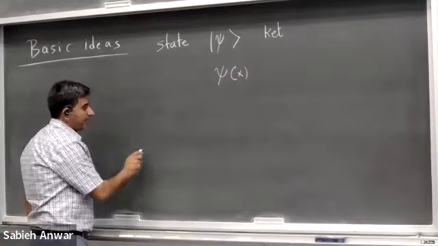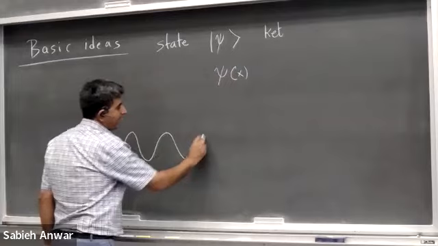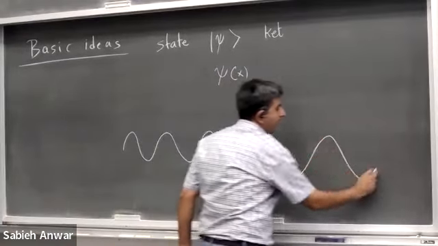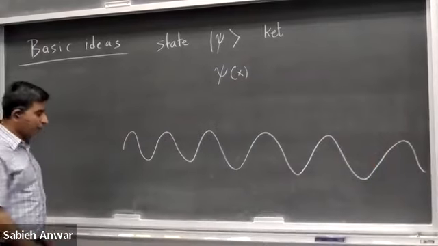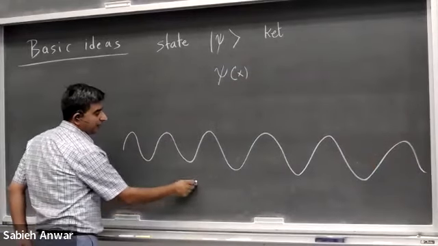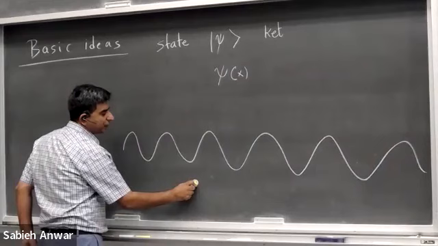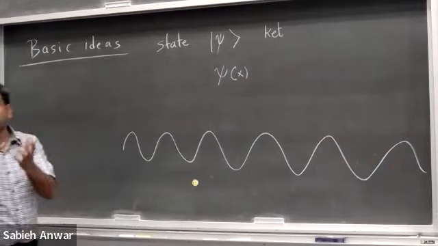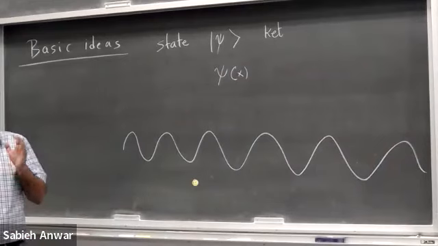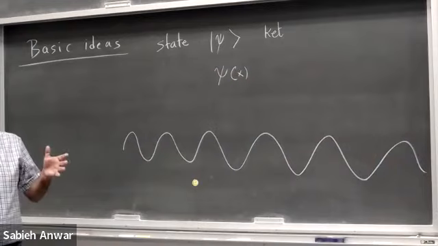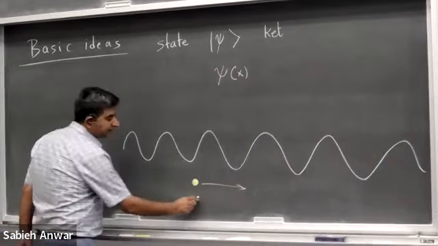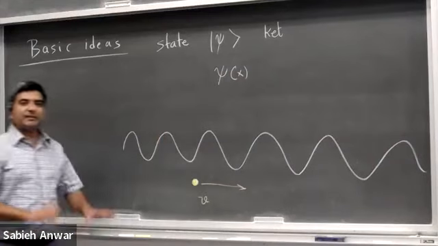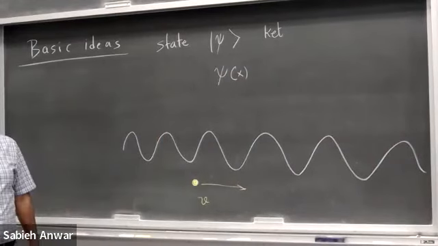For example, let me draw a wave. This wave may correspond to an electron. A classical picture of an electron is like a billiard ball. That's a classical cartoonic iconic representation of an electron. Suppose an electron is moving from left to right at a certain speed v. This is the classical Newtonian picture.